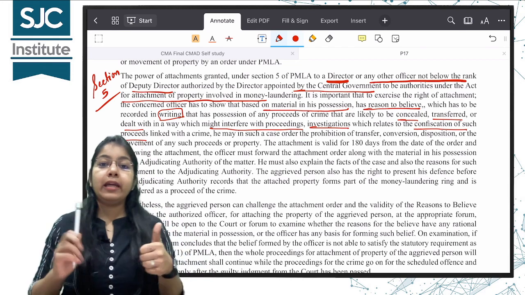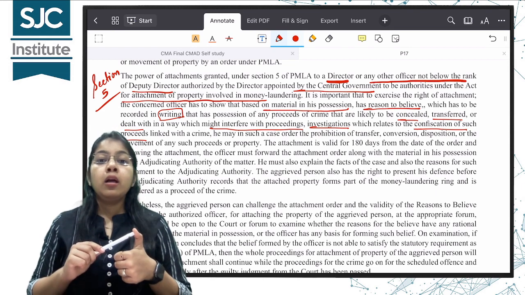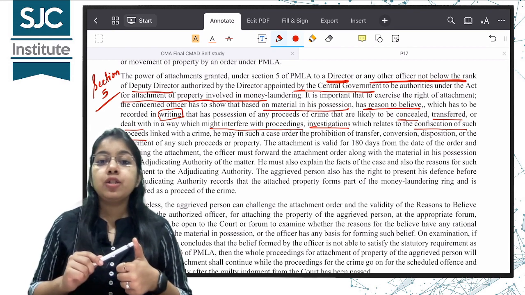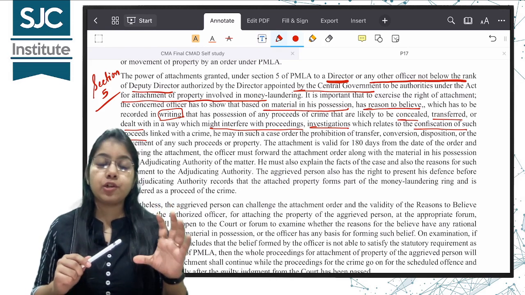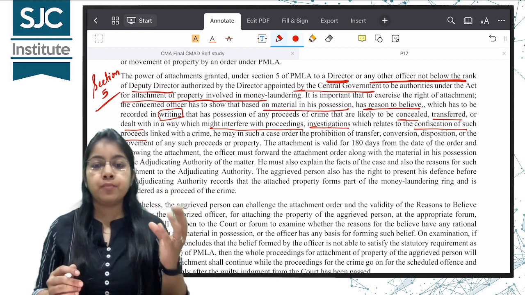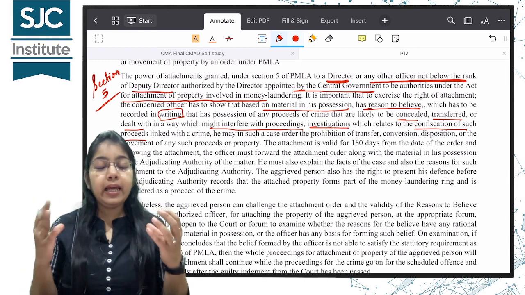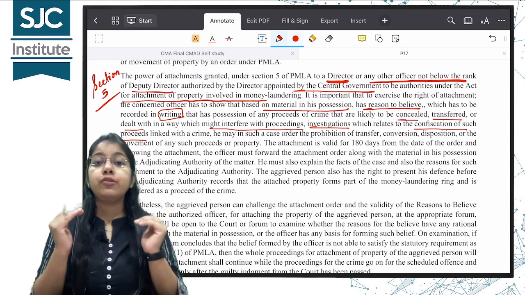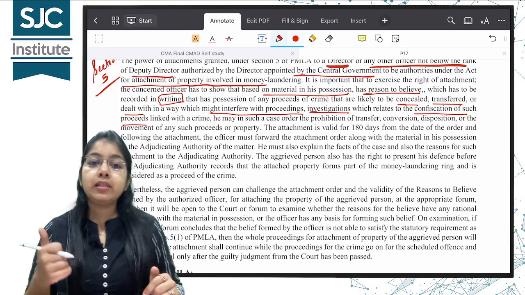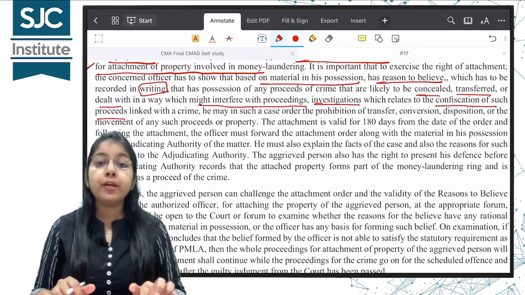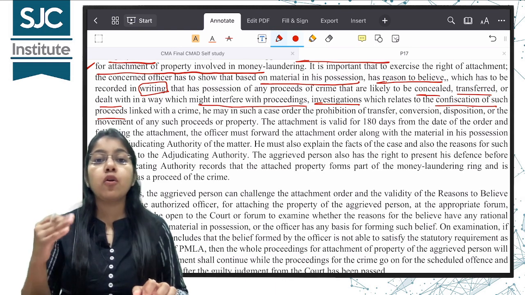So, director or any officer not below the rank of deputy director who has been appointed by the director has the right to attach the property, provided he has to show that based on the material in his possession. Material in his possession means maybe some information, some footage of camera or any video recording, any images, any kind of material in his possession. He has reasons to believe that the proceeds of crime are likely to be concealed, transferred, or dealt with in a way which might interfere with the proceedings or investigations under the act for confiscation.